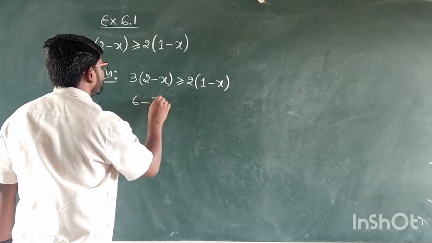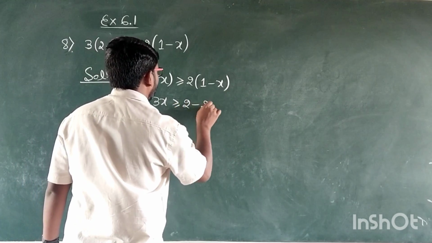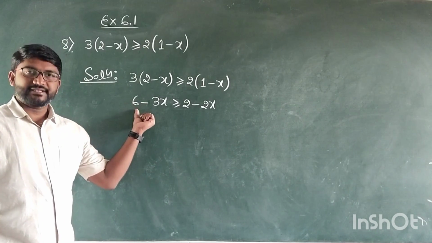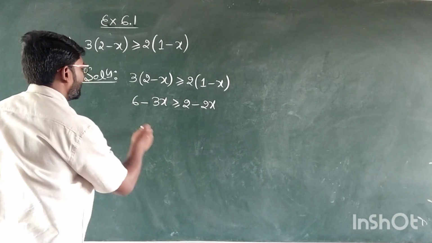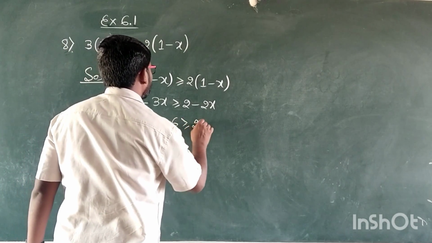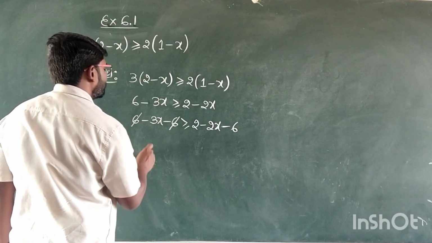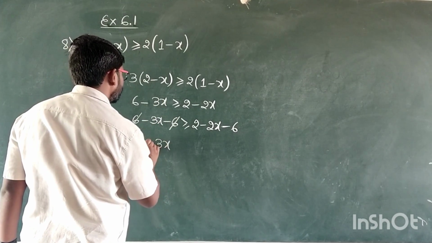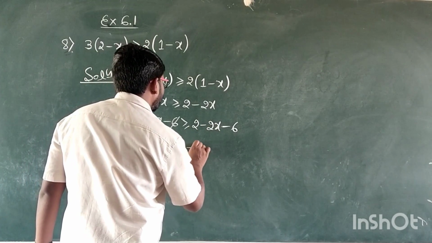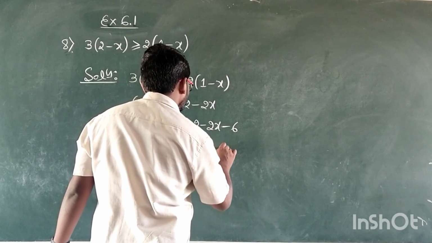6 minus 3x greater than or equal to 2 minus 2x. Now here on the left hand side 6 is an extra term. Let us subtract 6 now. 6 minus 3x minus 6 greater than or equal to 2 minus 2x minus 6. So plus 6 minus 6 gets cancelled. We get minus 3x as it is, greater than or equal to minus 2x, I'll be writing it as it is. Then 2 minus 6 will be minus 4.